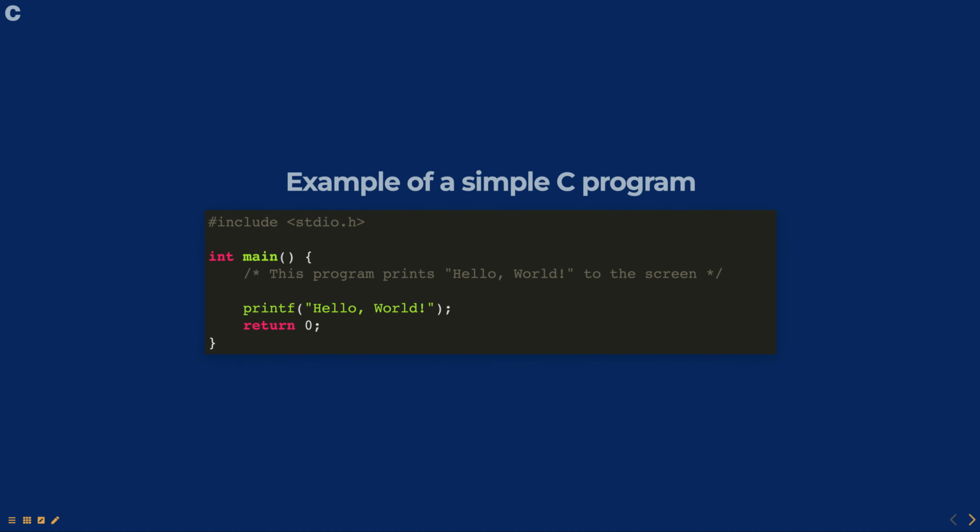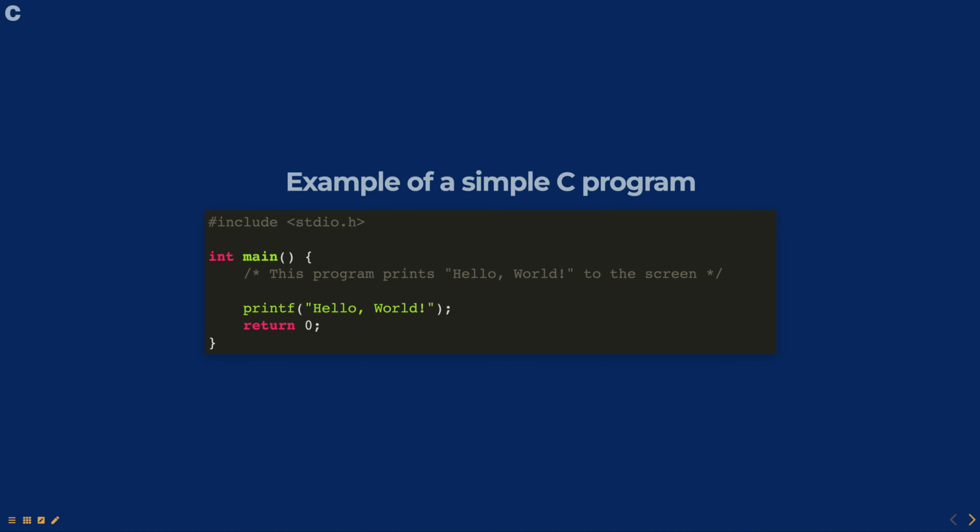Here is an example of a simple C program. The first line is the preprocessor directive that includes the standard input and output library. The main function is the starting point of the program and is where the program's execution begins.